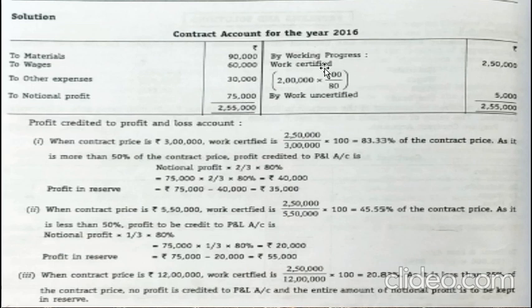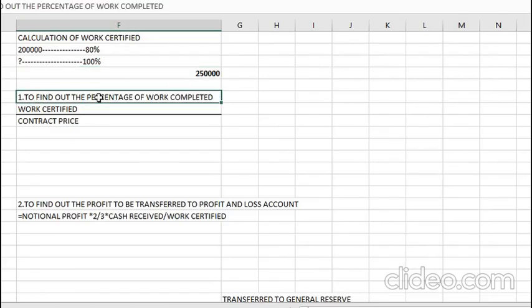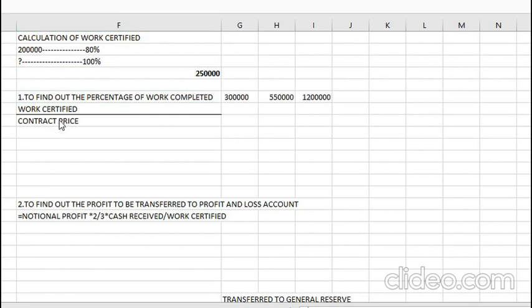After finding out your notional profit, we need to follow the steps as per the questionnaire. The first step is to find out the percentage of work completed. The formula is work certified divided by contract price, which will give you the percentage of work completed.